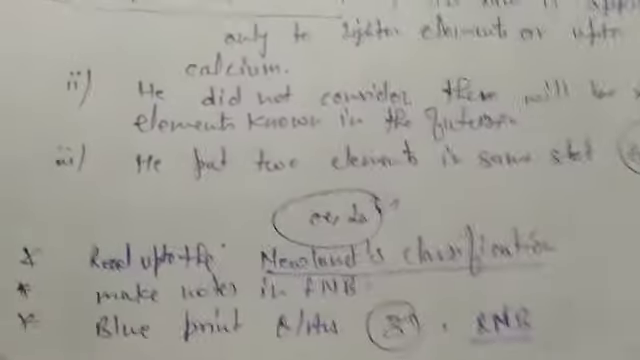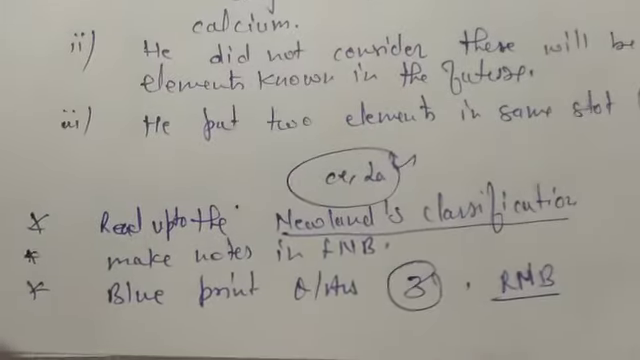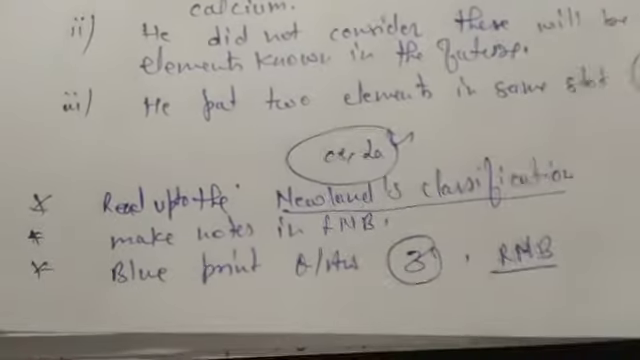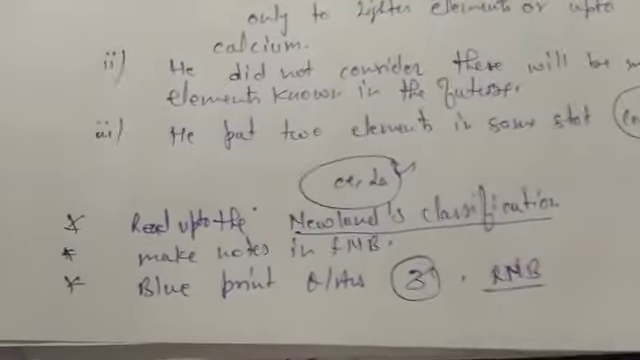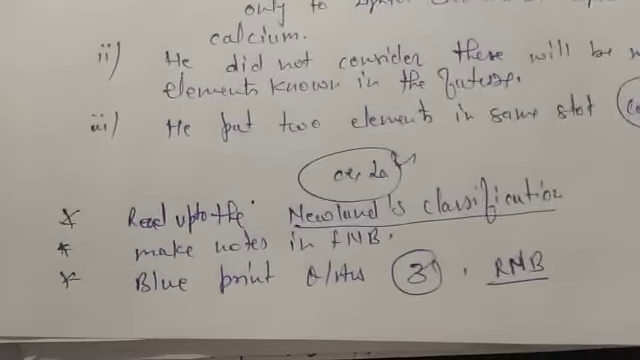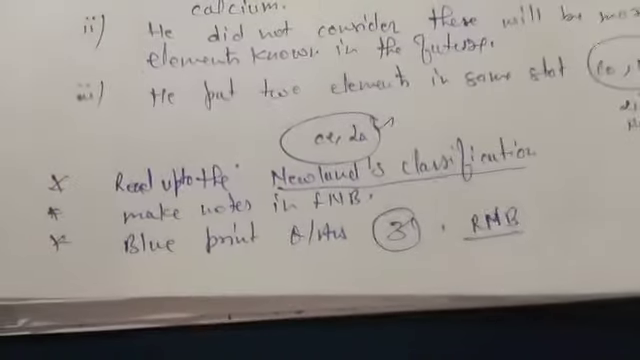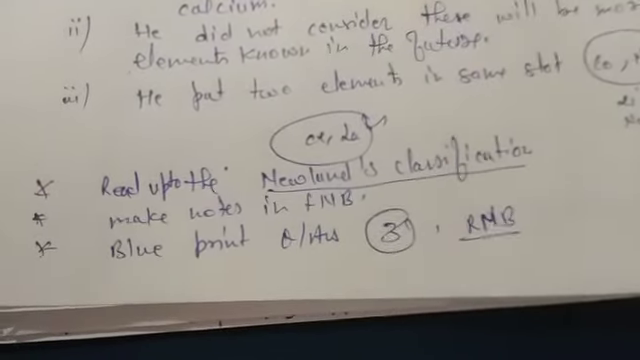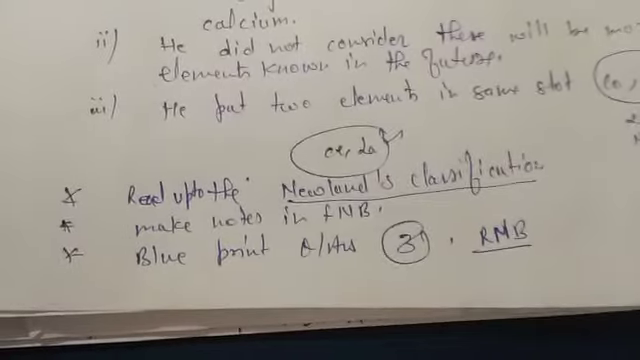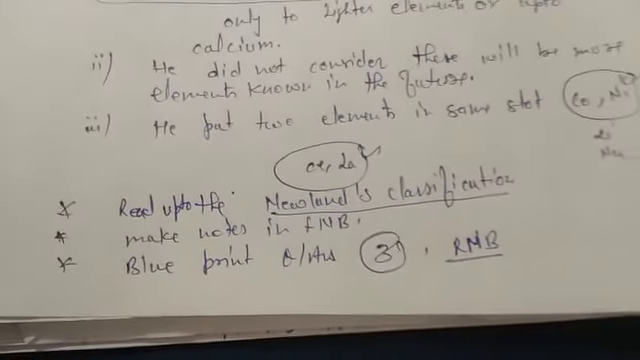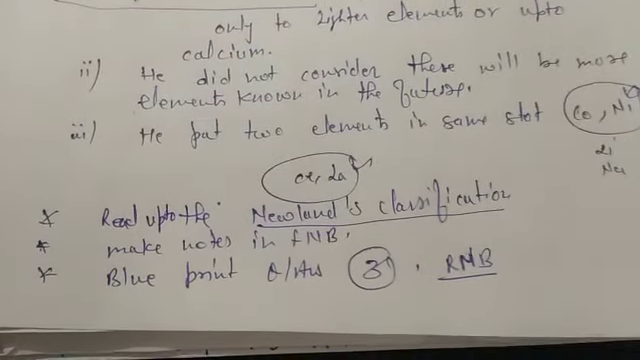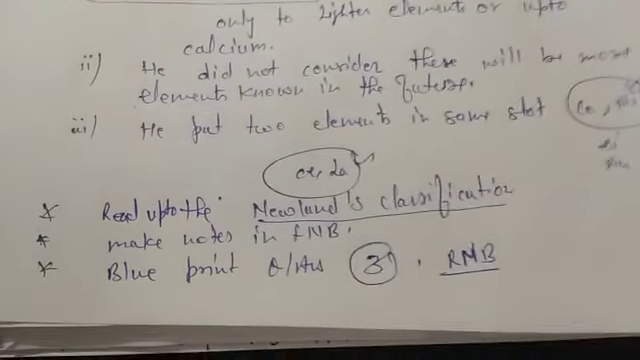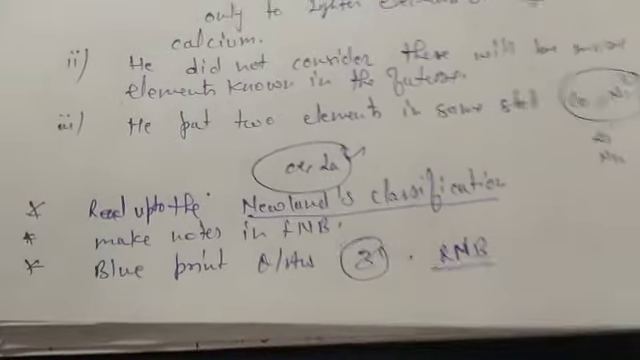I am repeating again. You have to read Newlands' classification, the whole topic. Second, you have to make notes from that topic. Then blueprint questions are given: when Newlands' classification is completed, you will see the blueprint questions. 3 questions are given there. So you have to solve those questions in your rough notebook. That is your homework. Thank you.